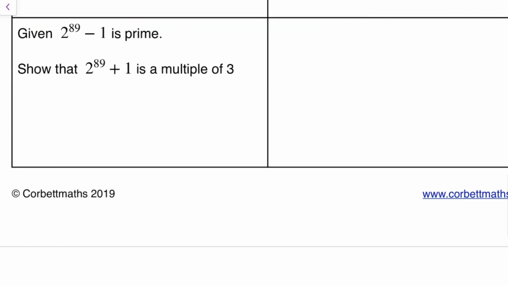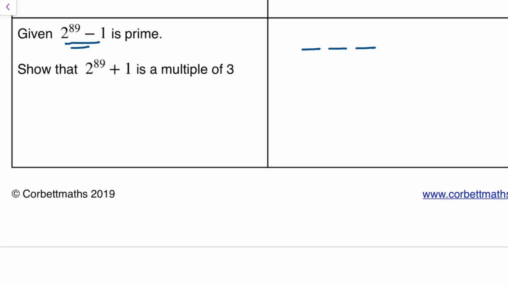Okay, final question. Given 2 to the power of 89 minus 1 is prime, show that 2 to the 89 plus 1 is a multiple of 3. Okay, I'm going to think about this question for a second. Well, my temptation is to think difference of two squares, but then 89 over 2 doesn't divide properly. Oh, I know. This is an A-level question that comes up every now and then.